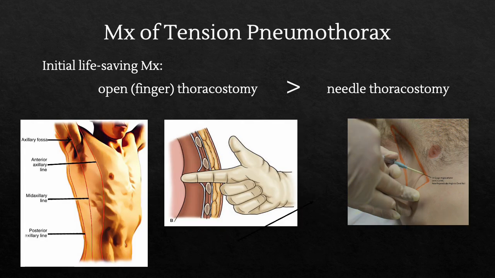Management of a tension pneumothorax, you can do a needle versus a finger thoracostomy. Just remember, fourth intercostal space, midaxillary line. We do not go second intercostal space anymore, and we are moving away more from needle thoracostomy, doing a finger thoracostomy, as that is already the start of your ICD, which is your definitive management in a tension pneumo.